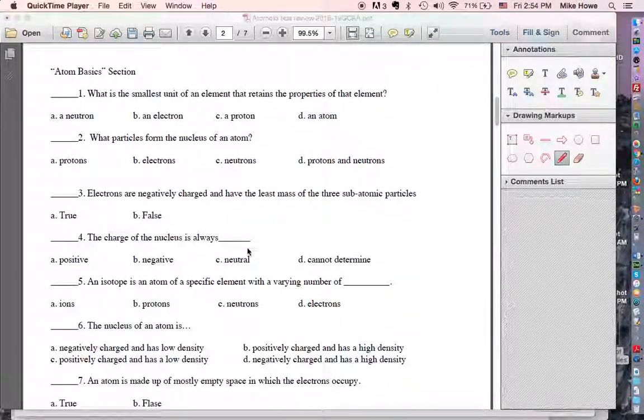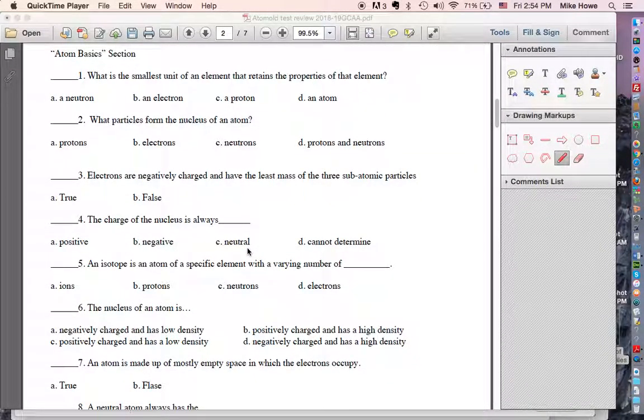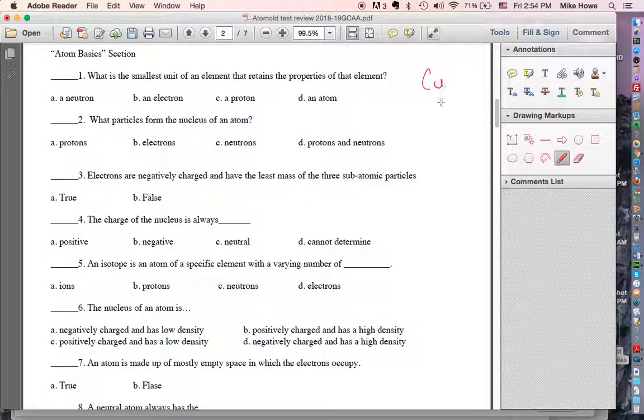Now we're going to move on into the atom basics part of the test. So the smallest part of an element, now remember an element is something like copper or nickel or nitrogen or oxygen. The smallest part of any of these things that still is identifiable as oxygen or nitrogen or copper or nickel is called an atom. So the choice is D.